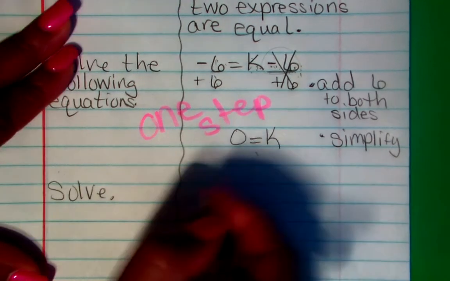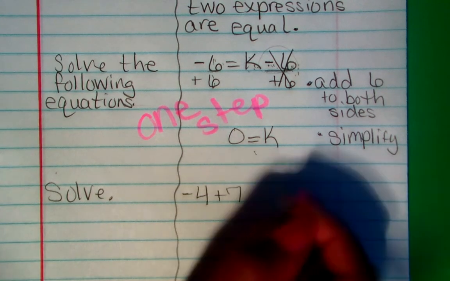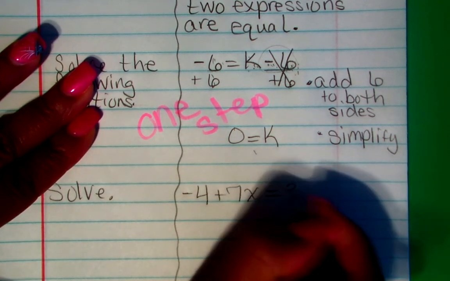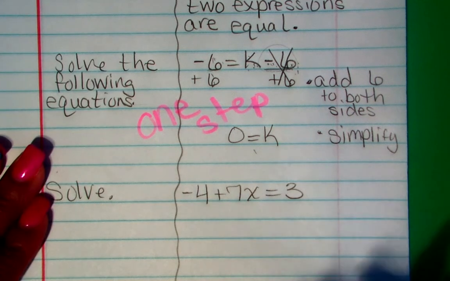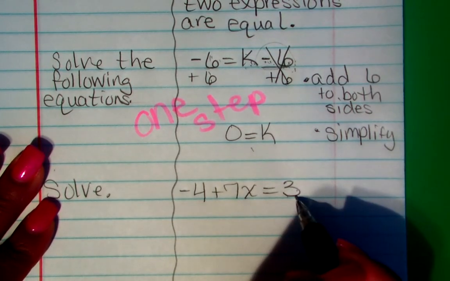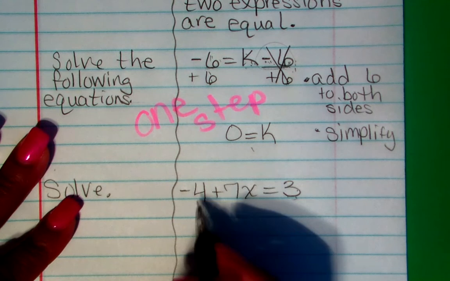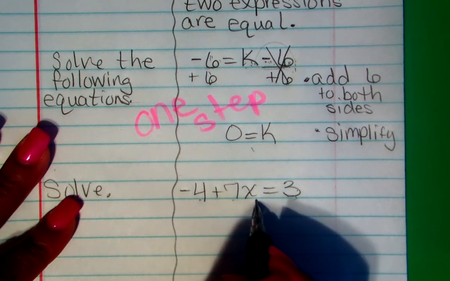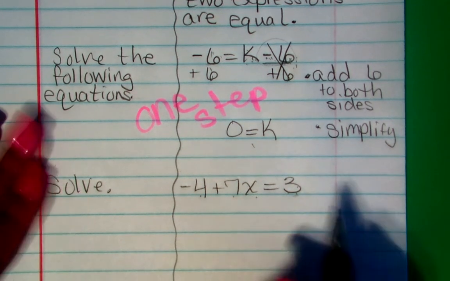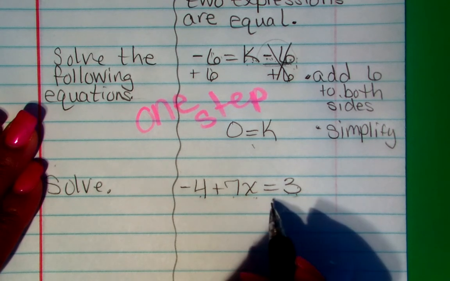So here we go. We have -4 plus 7x equals 3. Look at the details. That's what you want to do. You want to say, okay, on the right-hand side, I have a 3. I just have a constant by itself. It's alone. Here on the left-hand side, I have a -4 and I have a 7x, and ask yourself, what is happening to the x?